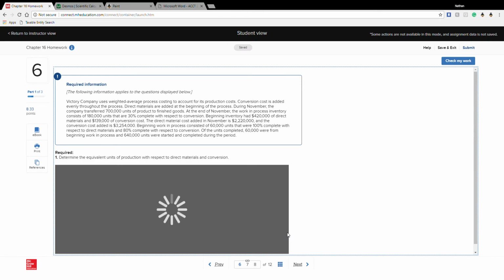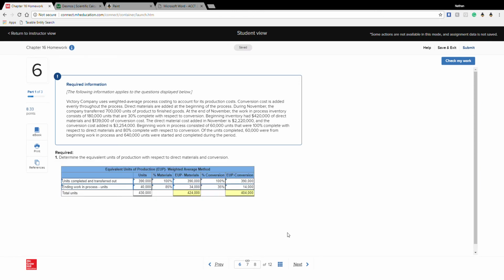So let's move on to actual question number 6. Now we kind of use it. We already got stuff filled in. We now just have to put the right units and percentage. All right? So again, let's look at what we got. During November, the company transferred 700,000 units of product to finished goods. So this is actually 700 according to this question now.